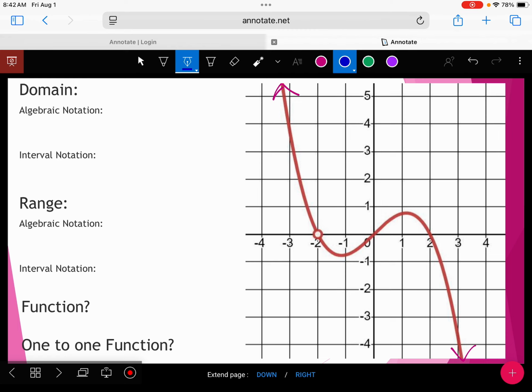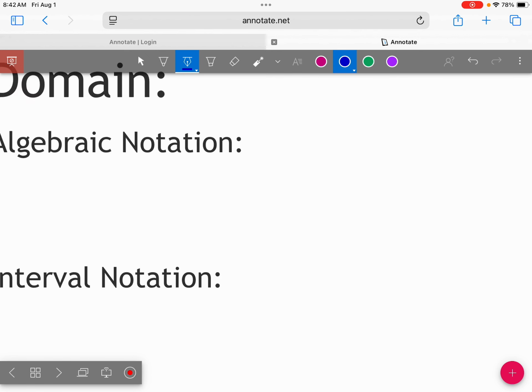So we have a couple of ways we can write this. I can put that x cannot equal -2. That is one way of writing it. That tells me that it is all real numbers, so fancy schmancy R, except for -2. Anything but -2.